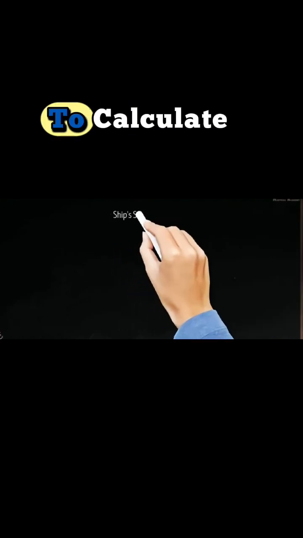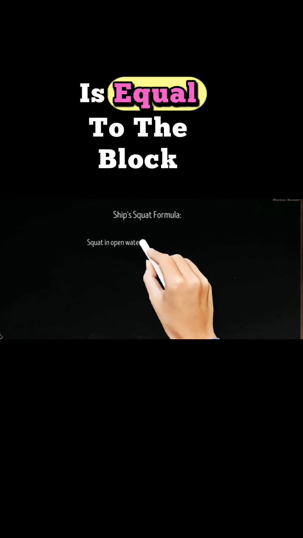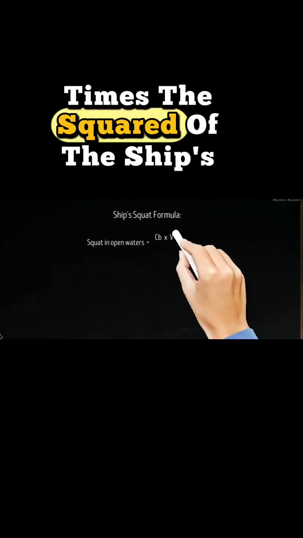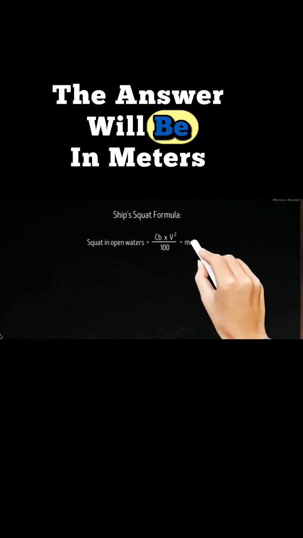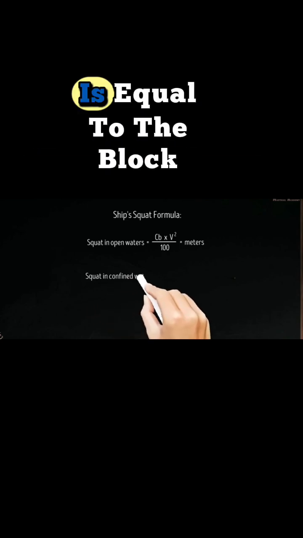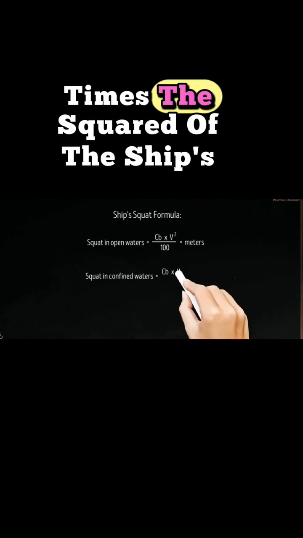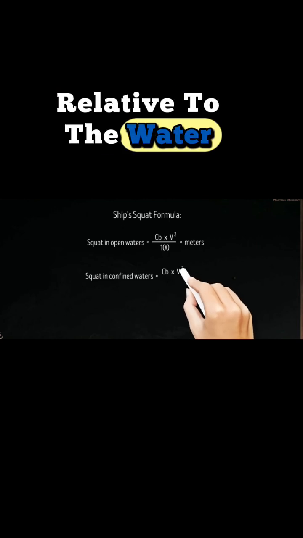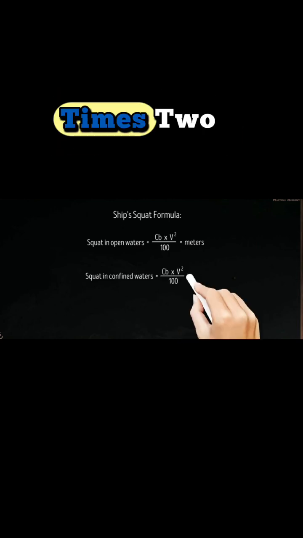The formula to calculate the ship squat is: squat in open waters is equal to the block coefficient, times the square of the ship's speed relative to the water, divided by 100, and the answer will be in meters. For confined waters, the formula is: squat in confined waters is equal to the block coefficient, times the square of the ship's speed relative to the water, divided by 100, times 2. Where CB is the ship's block coefficient. V stands for the ship's speed relative to the water.